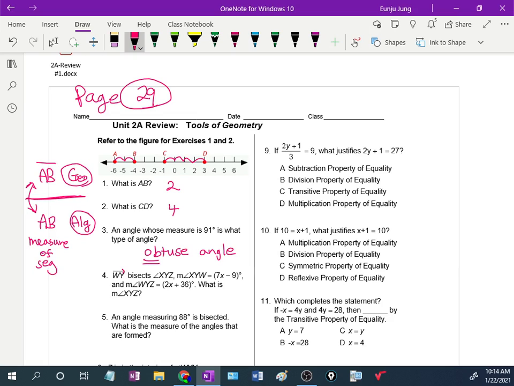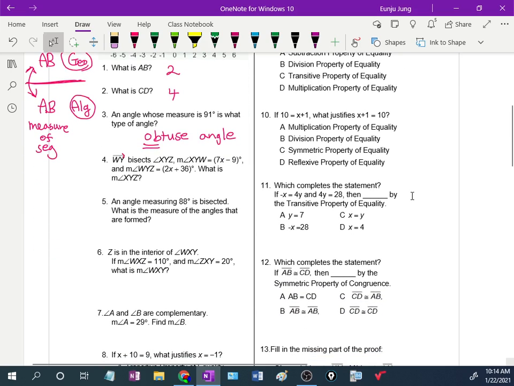Ray WY bisects angle XYZ. The measure of angle XYW is 7x minus 9 degrees, and the measure of angle WYZ equals 2x plus 36 degrees. What is the measure of angle XYZ? Wow, tough, right? So I'm going to make this problem easier for you. How can I make this problem easier? I need to draw the figure so you can see it. When you see it, you feel better.